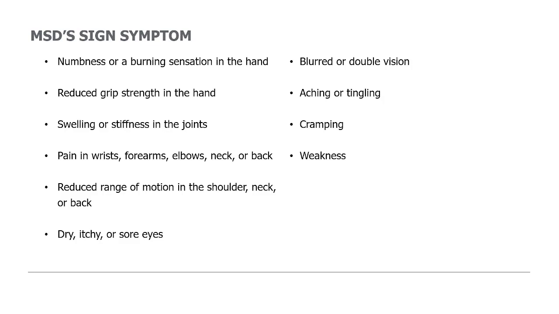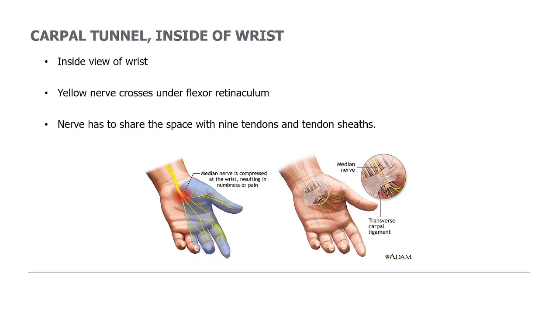Another symptom as far as musculoskeletal disorders are concerned is weakness. That right there is another classic example. Carpal tunnel, let's talk about the inside of the wrist area itself. Inside view of the wrist. We do give you an example directly on the screen here in front of you. One of the things I want y'all to take note of is what they call the median nerve.